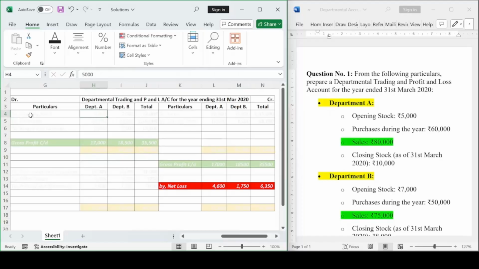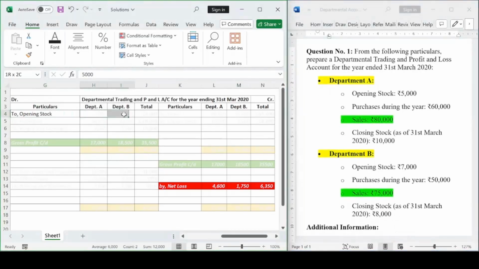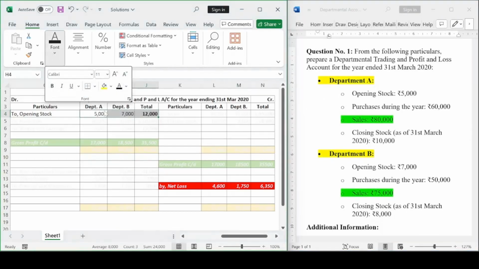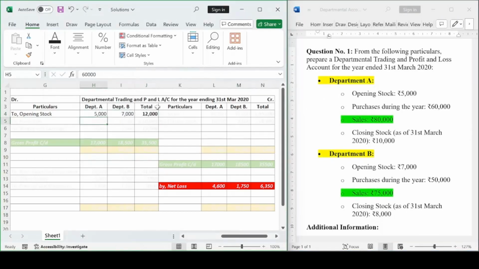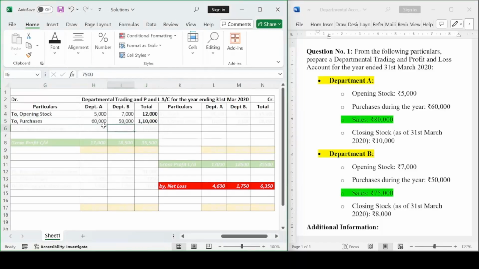Now opening stock. So opening stock will be recorded in debit side. So what is the opening stock of department A? Opening stock of department A is 5,000 and opening stock of department B is 7,000. So the total opening stock will be 12,000. So next they have given purchases made during the year. So they have given details about purchases. Purchases is always recorded in debit side. So I am recording purchases. For department A it is 60,000. Department B it is 50,000 and the total will be 1,10,000.